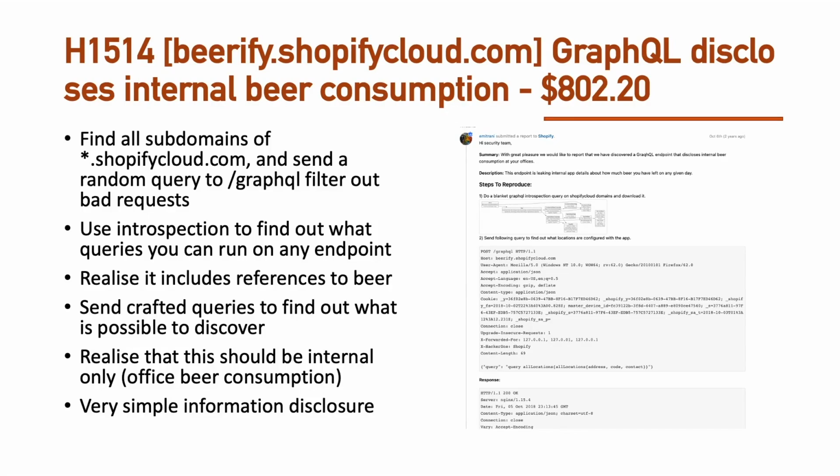Really straightforward IDOR. Another Shopify one here, which is find all subdomains. The bug is verify.shopifycloud.com GraphQL discloses internal beer consumption, $802. This is quite an amusing one. They found all the subdomains of shopifycloud.com and sent a random query to all of those to figure out which ones had GraphQL endpoints. And again, they did another introspection to see what all the queries were, which returned this graph. I've got a link to this, so if you do want to see this graph, you can. It doesn't use GraphQL Voyager, it's a different tool.